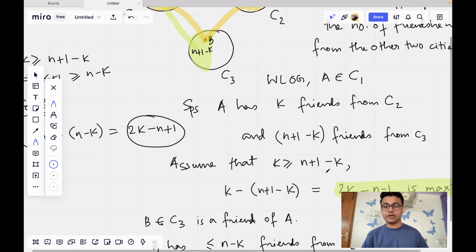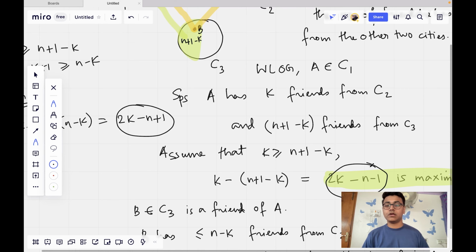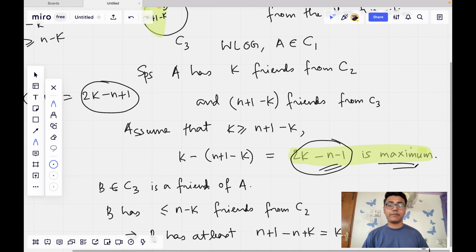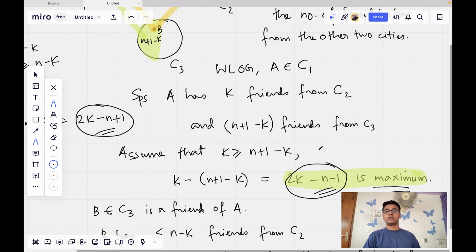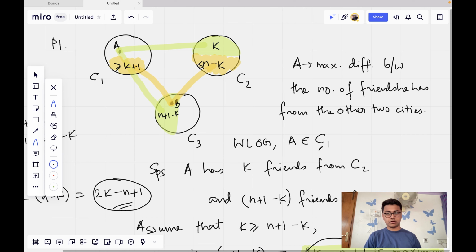Now look at this value and look at this value. We had assumed that this value is the maximum, but this value is definitely greater than this. This is 2k minus n plus 1, this is 2k minus n minus 1, and that is the contradiction. We have arrived at this contradiction from the assumption that B is not friends with any of these k friends that A has in C2. So that can't be true. So B must be friends with someone from among these k friends of A, and we will get a triangle then, and we are done with the first question.